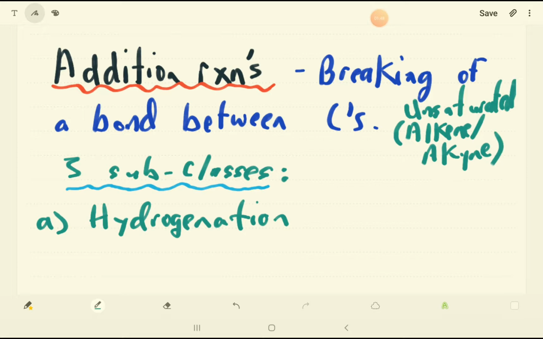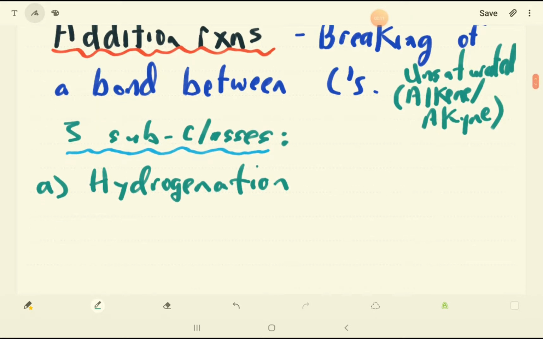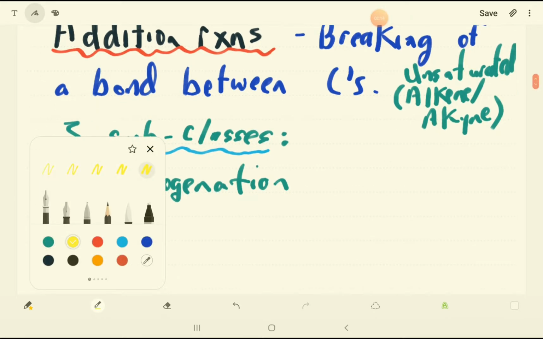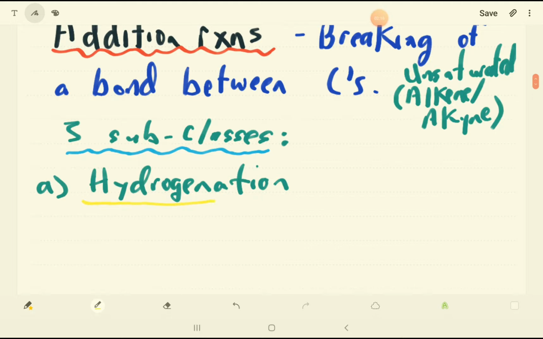Now, there are 3 main means to do this, okay, with regards to an addition reaction. So we give those subclasses separate names, but they're all classified under the umbrella of addition reactions because all of these will essentially do the same thing, and that is to break one of the bonds, one of the double or triple bonds of the alkenes or alkynes. So the first one is hydrogenation, and it is kind of what it sounds like. The root word is hydrogen.